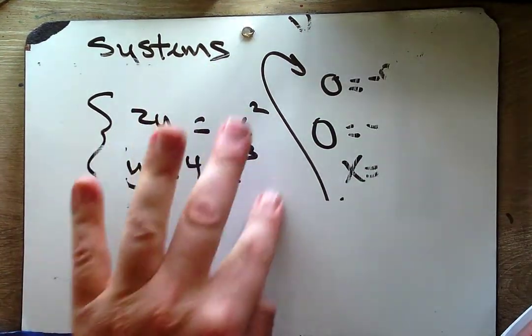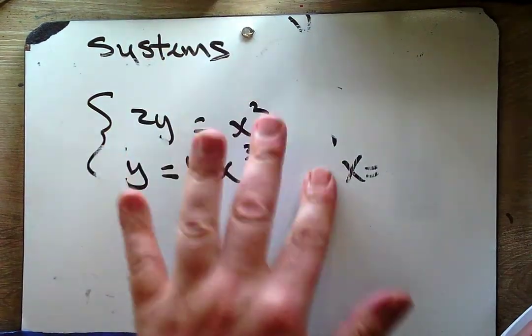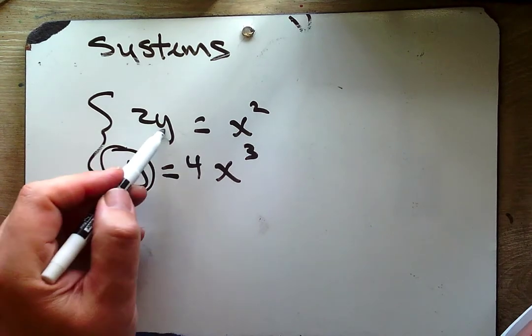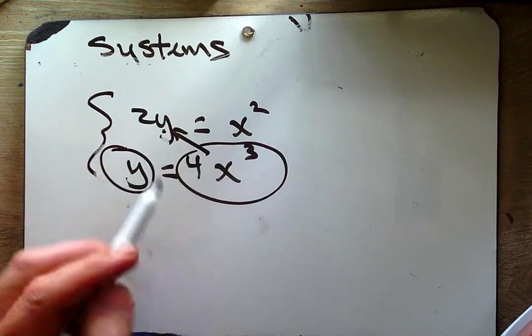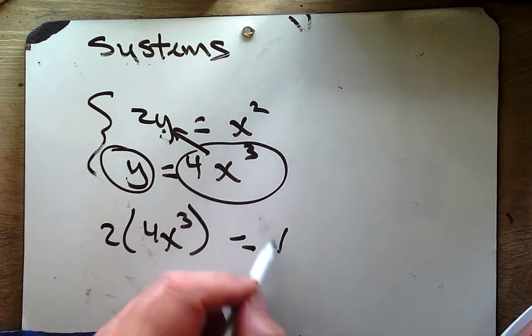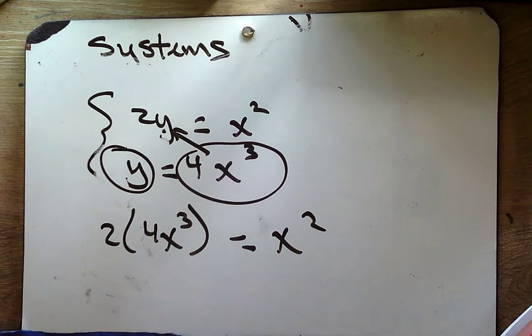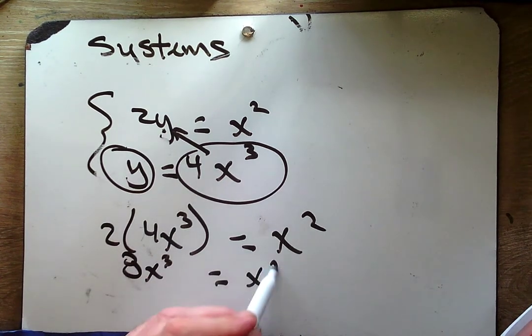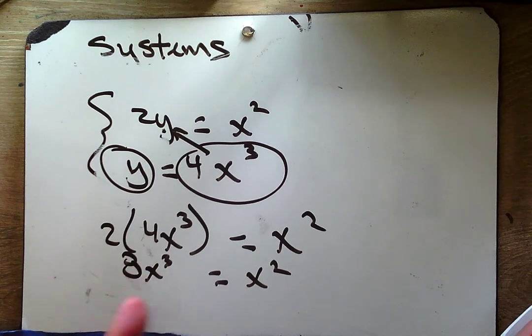So let's see what this looks like with substitution. Does it look the same? I know what y equals, so I'm going to replace y with what y equals. I have 2 times 4x to the third equals x squared. And yes, that's 8x to the third equals x squared. Remember, though, I'm not going to divide both sides by x squared, because when I do that, I'm throwing away the solution x equals 0. I really don't want to throw solutions away.